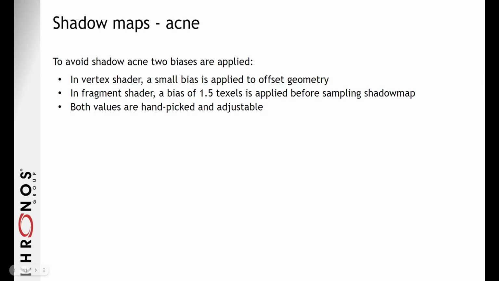To avoid shadow acne, two biases are applied. The first, in the vertex shader, a small bias is applied to slightly offset geometry in the light direction, and in the fragment shader, a bias of 1.5 pixels is applied before sampling the shadow map. Both values are hand-picked, but can be adjusted.